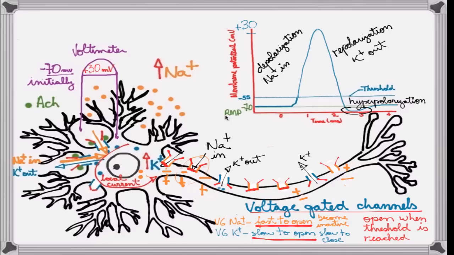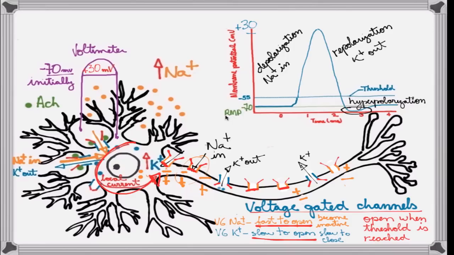Just to summarize everything now, let me try to review this briefly here. So I start with a graded potential that happens at the dendrites and the body of that cell. The graded potentials open ligand-gated channels. Ligand-gated channels can have a greater inflow of sodium. If this reaches threshold, the local current travels all the way to the hillock. The hillock is the area where you're going to have the summation of all these local currents.